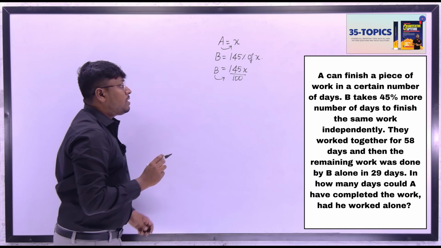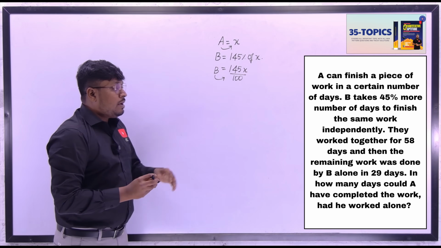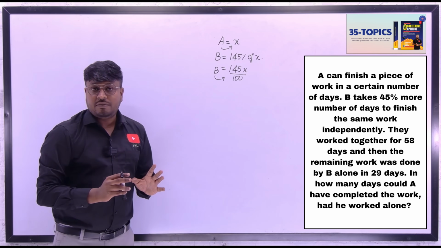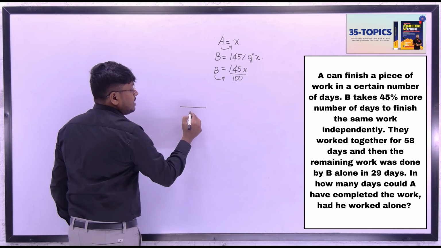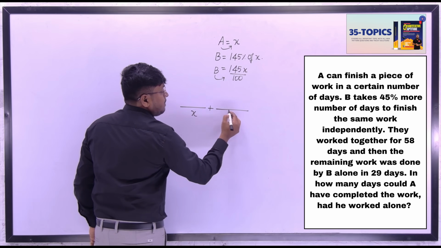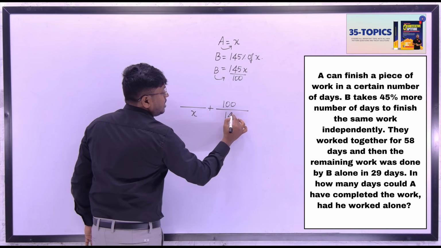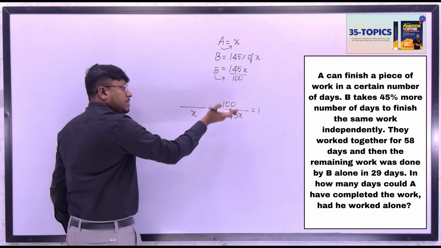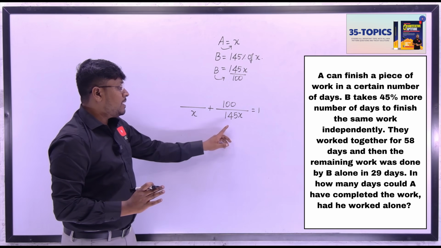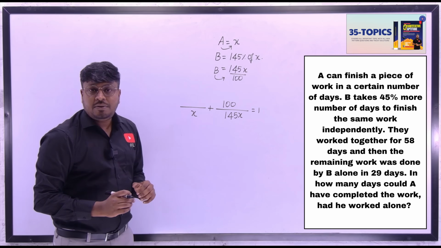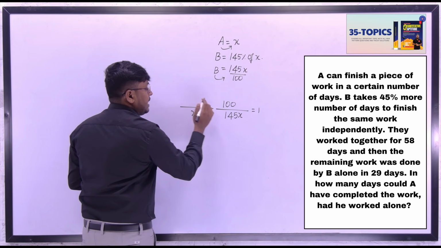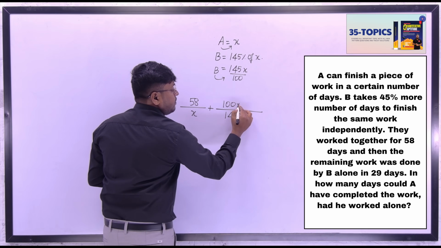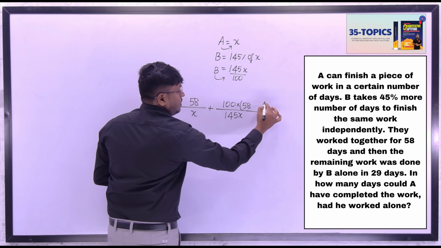Now according to the question, both the persons are working for 58 days. A is working for 58 days, B is also working for 58 days. So A's capacity will be 1 by X, and what about B's capacity? Since it is 145X by 100, the 100 goes to the numerator, so it is 100 divided by 145X. So both persons working for 58 days gives 58 by X plus 58 into 100 by 145X.